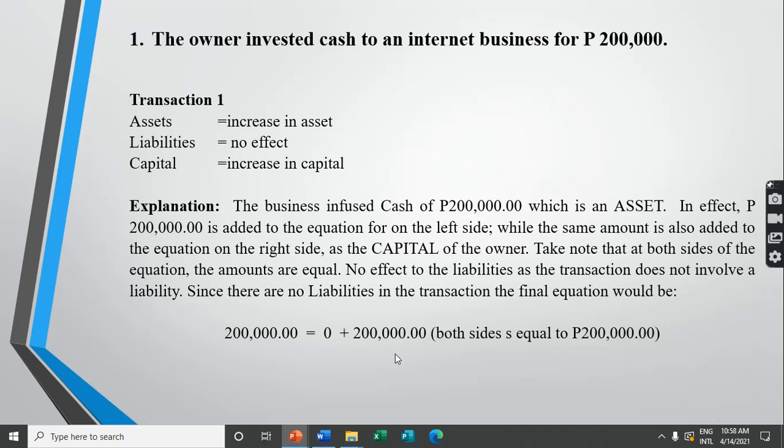So, balance, tama? So, no effect to the liabilities as the transaction does not involve a liability. So, wala namang utang dito na ni-state. Nag-invest lang siya para sa business, which is the amount of 200,000. Okay? So, this will be the effect. So, may nag-increase sa asset, nag-increase din sa capital. Okay? So, that is the both side is equal to 200,000. Ayan. Okay? So that is the effects of transaction on the accounting equation natin.